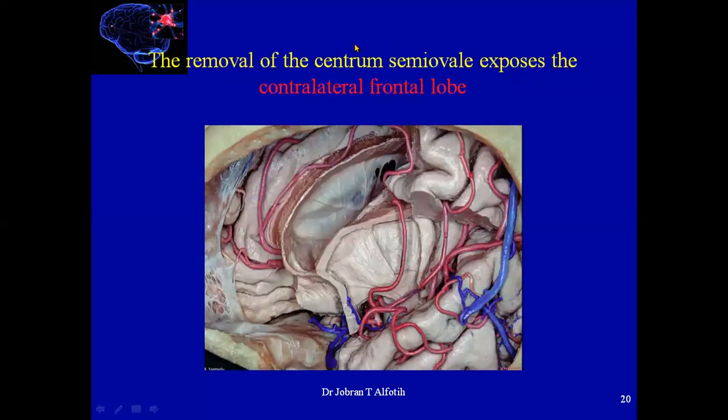After removing the centrum semiovale, we can expose the contralateral frontal lobe on the other side. Here is the lateral ventricle, here is the septum pellucidum, here is the sulcus of the insula, and here is the insula on this side. Here is the central sulcus, and the anterior cerebral artery. Here is the middle cerebral artery.